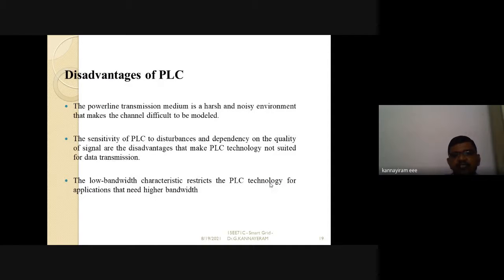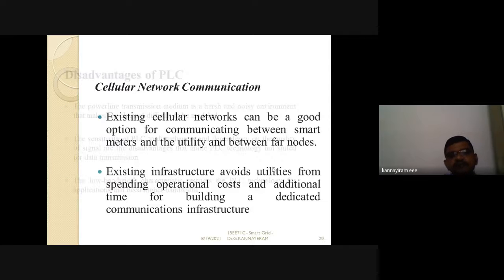And the drawback: the power line transmission medium is a very harsh and noisy environment, which makes the channel very difficult to model. Sensitivity to disturbance and the quality of the signal is the main drawback. With so much noise it can be unsuited for data transmission. The low bandwidth characteristic restricts PLC technology for applications that need a higher amount of bandwidth.